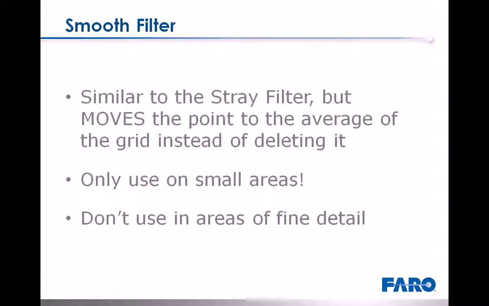The smooth filter. The smooth filter operates in a similar way to the stray filter, but instead of deleting the point, it moves it to the average of the grid. If a point is outside of the distance threshold from the initial point, then the outlier will not be used in the calculation. This corrects for noise on a surface that is smooth in reality, but where environmental factors cause the points to be rough. It is best to avoid using it on areas of fine detail, instead sticking to smooth surfaces.